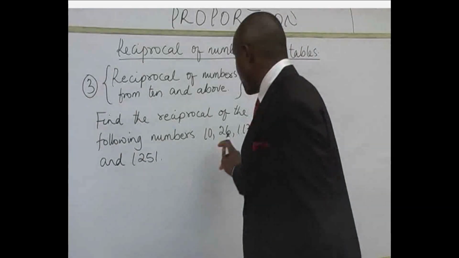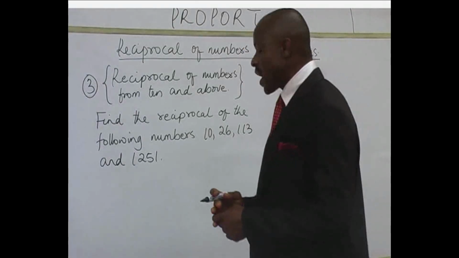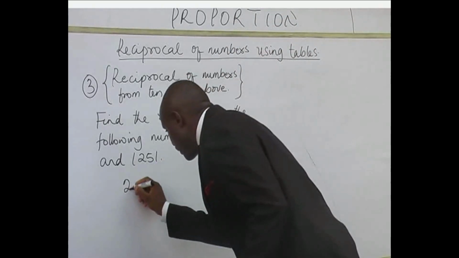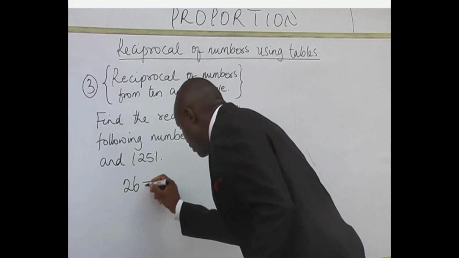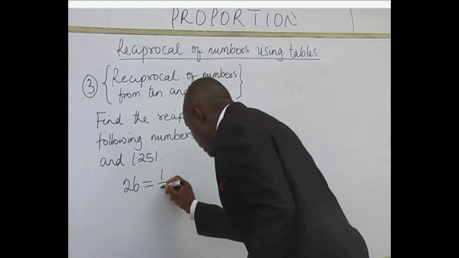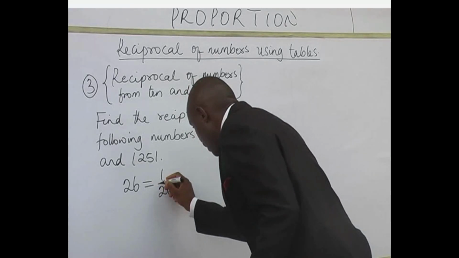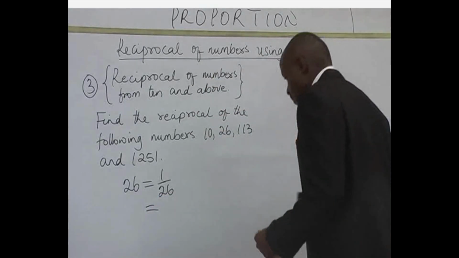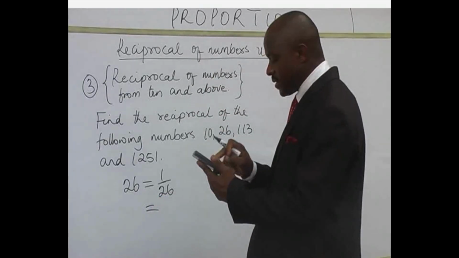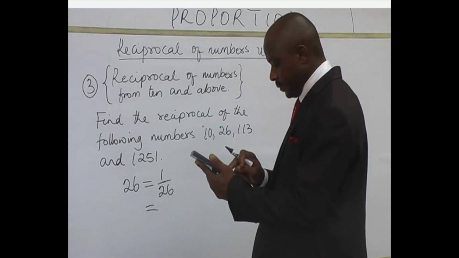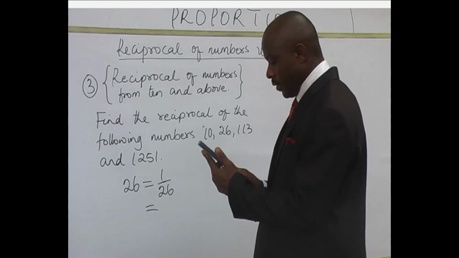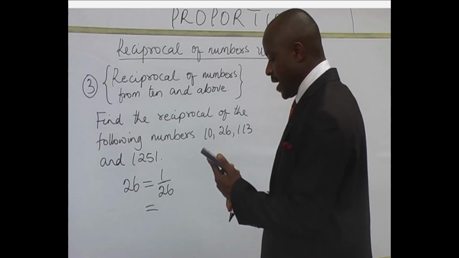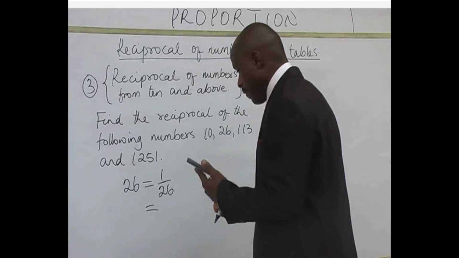Next number we have here is finding the reciprocal of 26. Bring down the number 26. Its reciprocal means 1 all over 26. And if you use the calculator to divide 1 by 26, you have 0.0384.